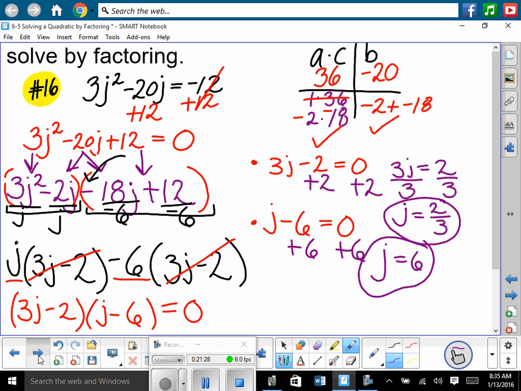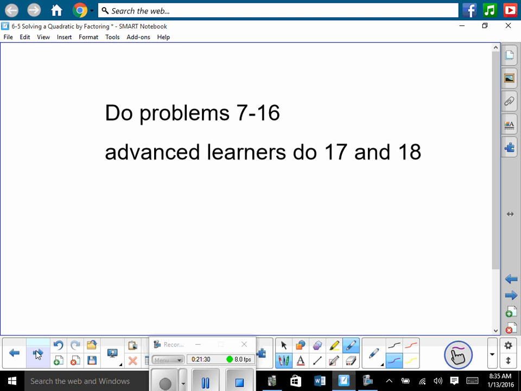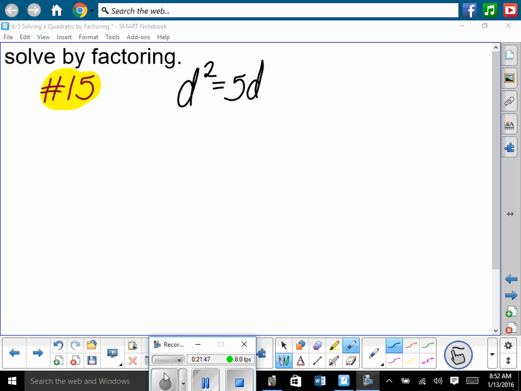All right, so now I'm going to have you do 7 through 16. Advanced learners, you should be able to do 17 and 18. You should be able to factor those. So I want you to practice 7 through 18 right now. 7 through 16 right now. In a second, look up here in a second.